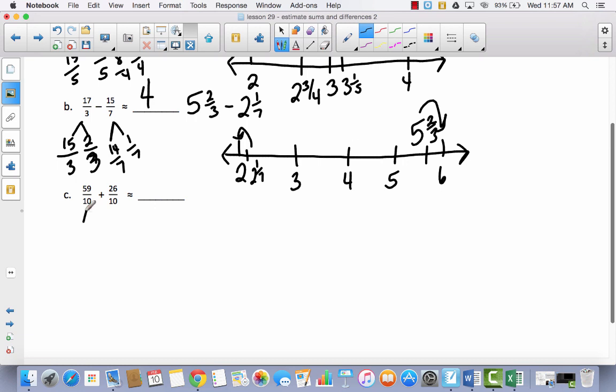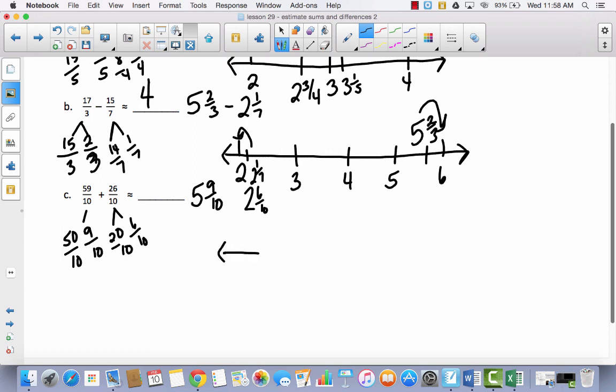I like tenths, they're easy. So we can say 50 tenths and 9 tenths. So that's going to give me 5 and 9 tenths. And then I can do 20 tenths, and I'm going to have 6 tenths left over. So that gives me 2 and 6 tenths. All right, so I'm adding these together.